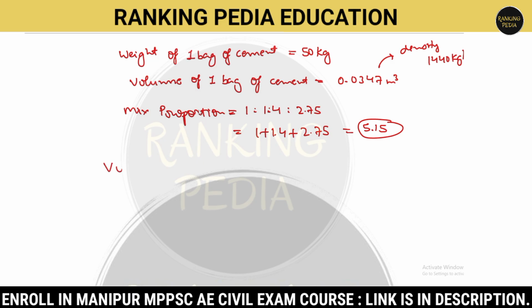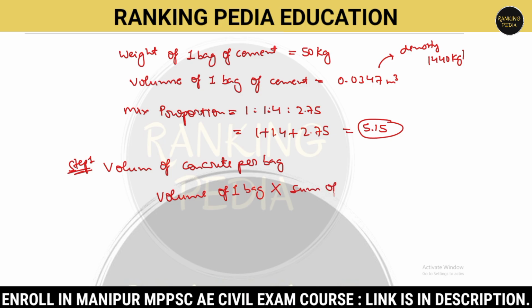We'll be calculating the volume of concrete per bag. How will you calculate this? Step 1 starts here: calculating the volume of concrete per bag. So the volume of one bag, into the sum of proportion, which I have calculated, whole upon the shrinkage factor.